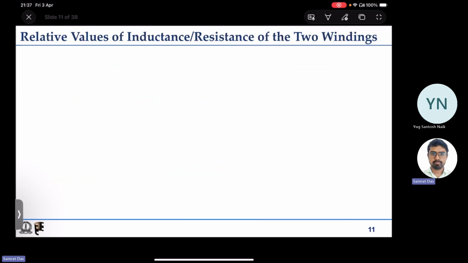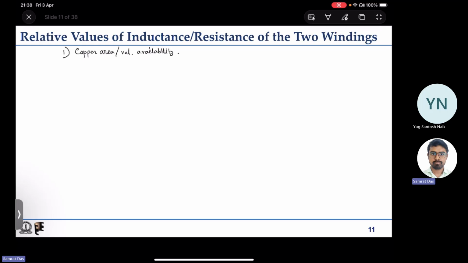Now let us try to compare the field winding and armature winding. So we have these two windings. So which one? Let us first try to look at it from the perspective of copper area or volume availability.